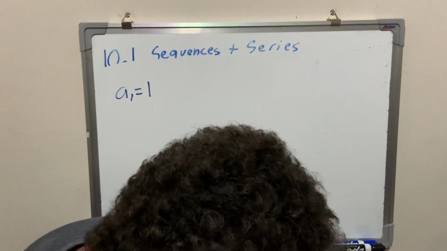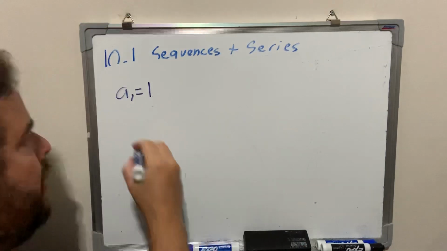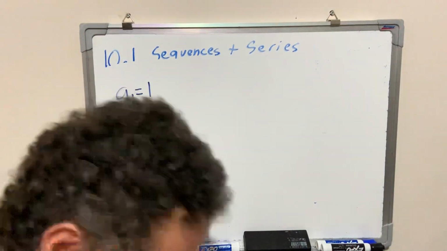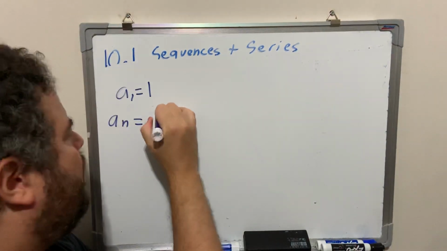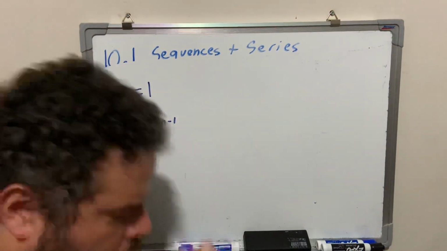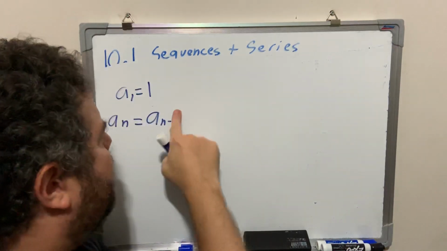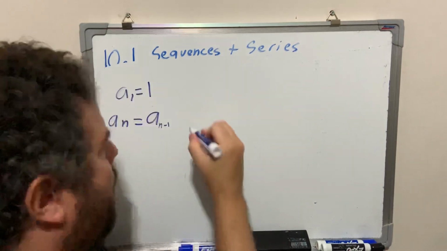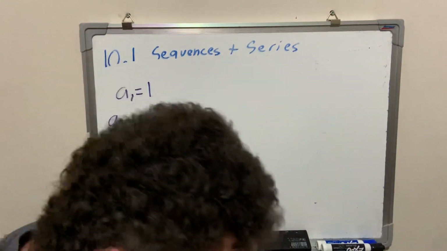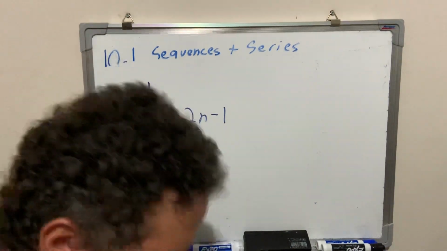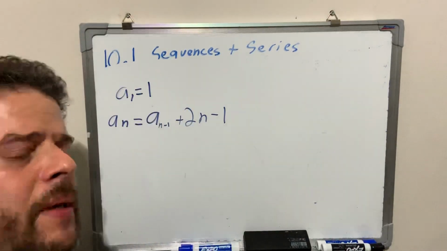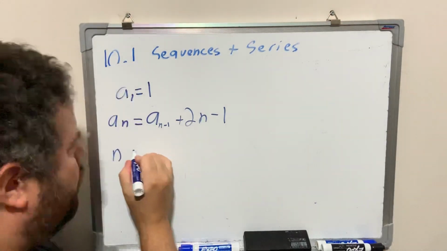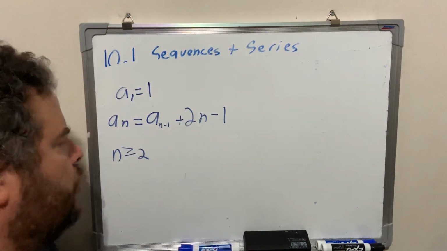They're also giving me the formula. The formula pretty much states that A to the nth element equals A_(n-1), let's just put it even smaller, A_(n-1) plus 2n minus 1. And they're also giving me a particular restriction. n has to be greater than or equal to 2.